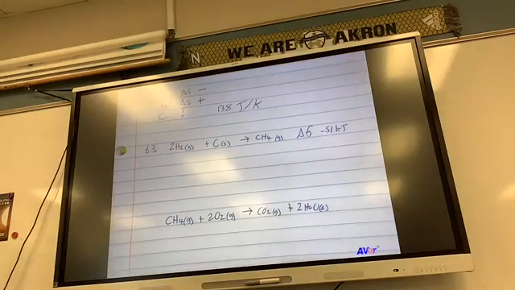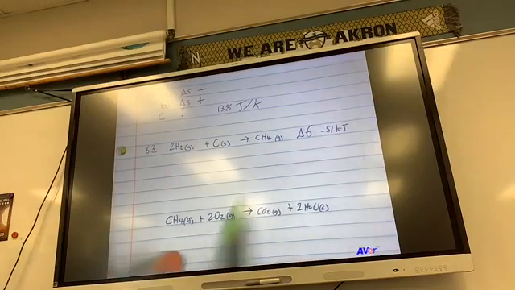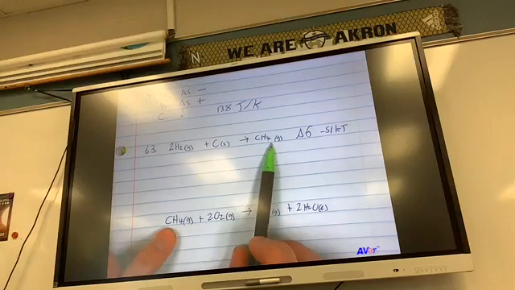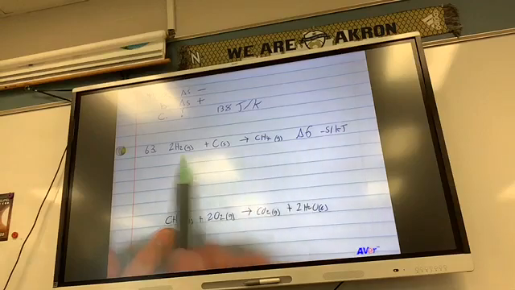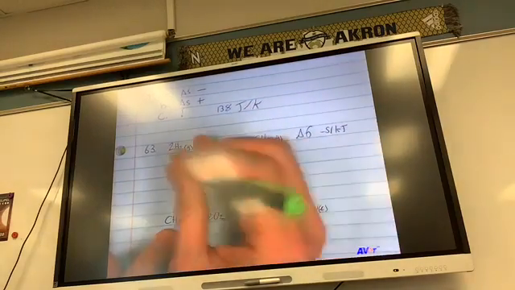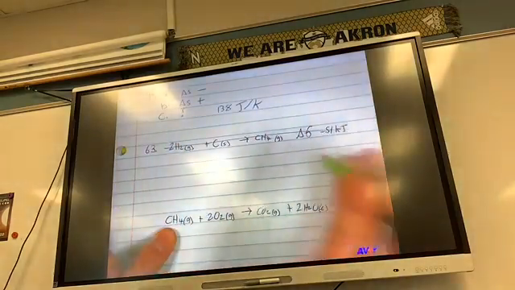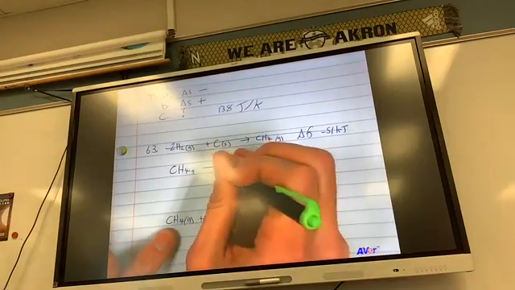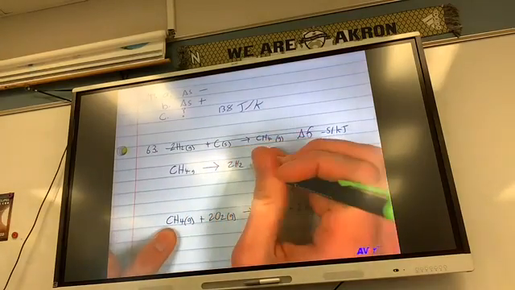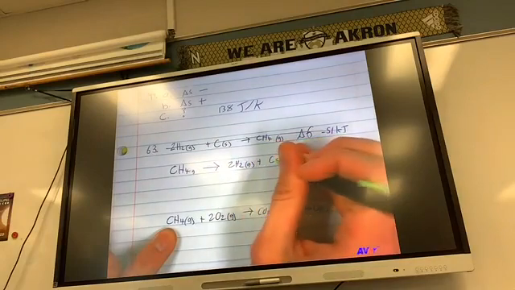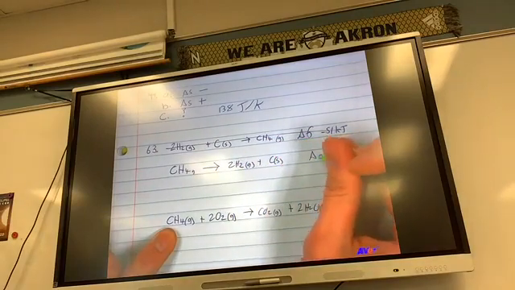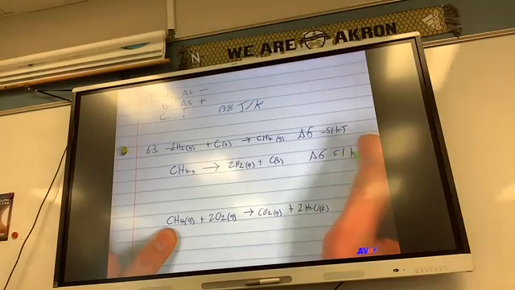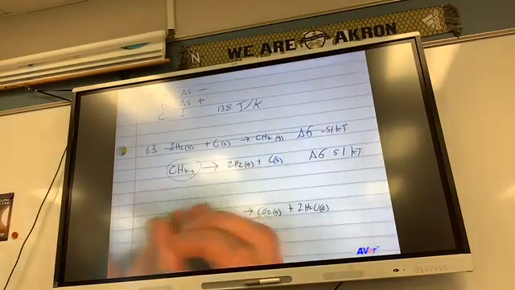Do you guys remember Hess's law? That's all this is. So, this first one, what do I need to do? You got to flip it. So, I'm going to rewrite that as CH4 gas goes to 2H2 gas plus carbon solid. If I flip it, my delta G becomes a positive 51 kilojoules. CH4, CH4.